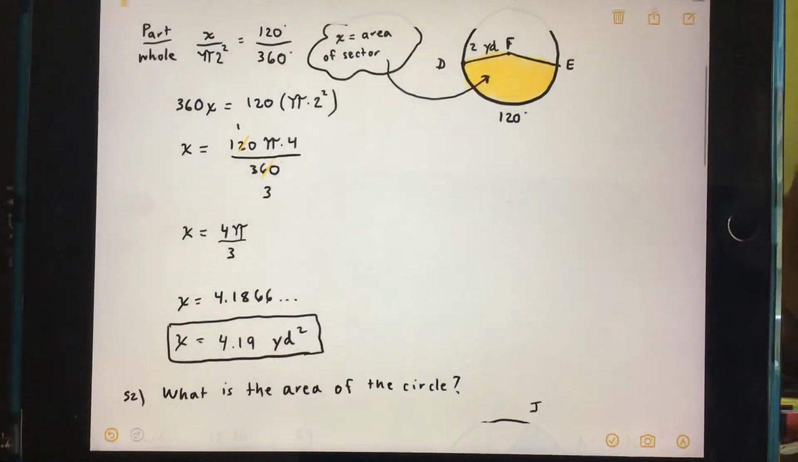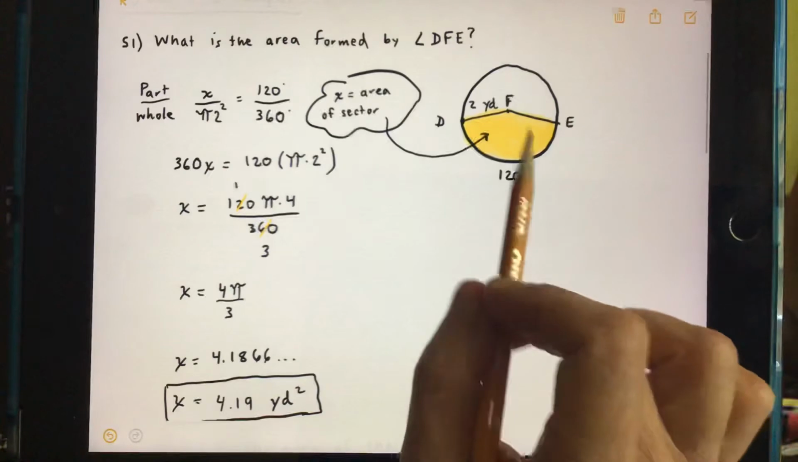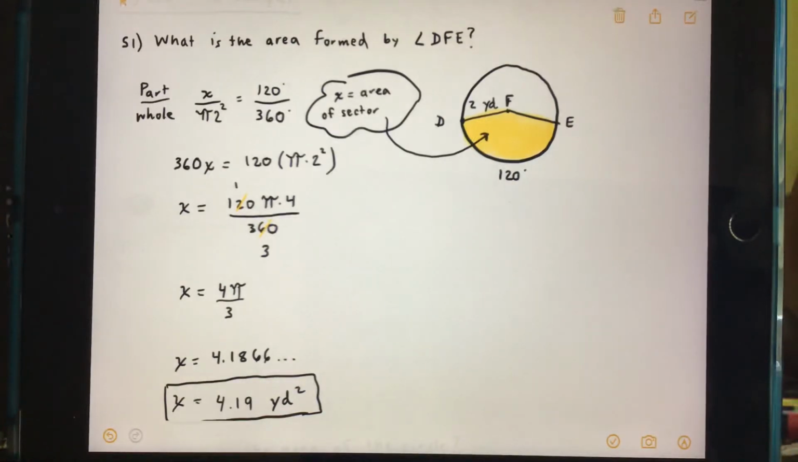If you are using the pi button on a graphing calculator, it will be more accurate, and your answers will differ slightly from what you see here. So when we throw all this in our calculator, we will see on our display 4.186666. At some point at the end of your display, there will be a 7 because it'll round this off. And then you're going to round to 2 places past the decimal point. That is our protocol, unless we are told otherwise. And so that rounds off to 4.19 yards squared. So this sector here, the yellow area of the circle, has an area of 4.19 yards squared.